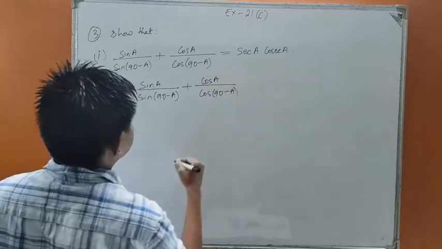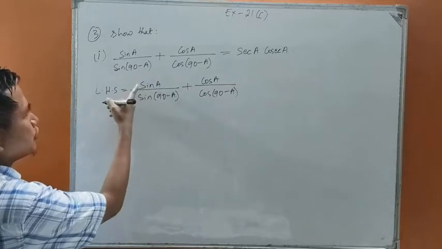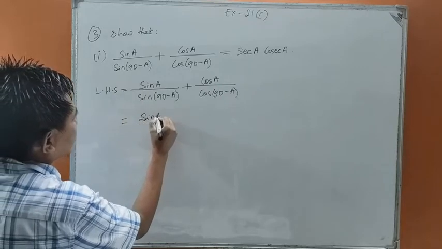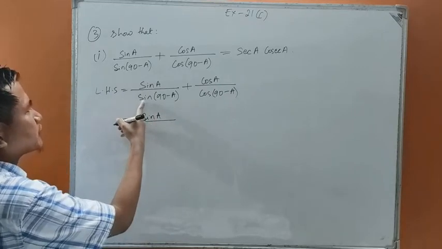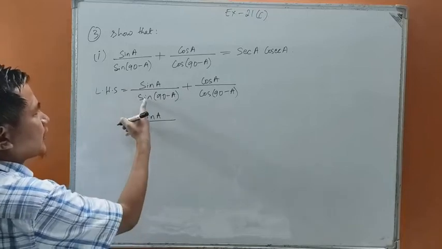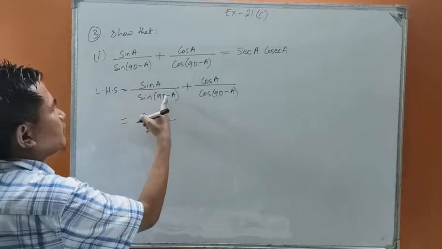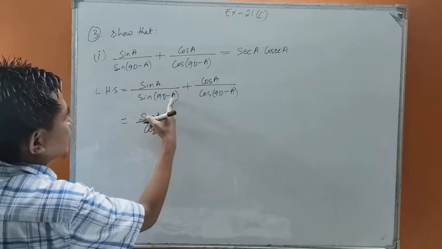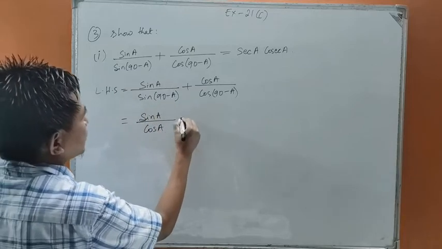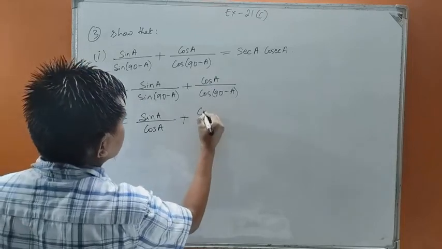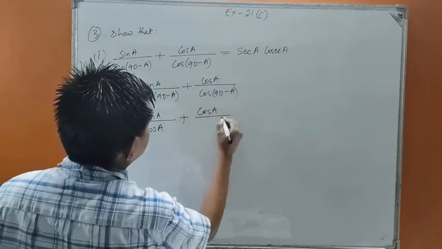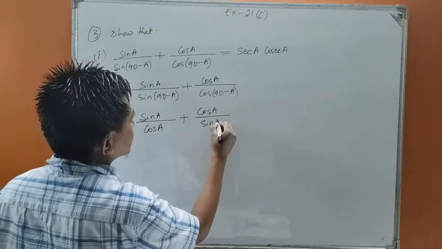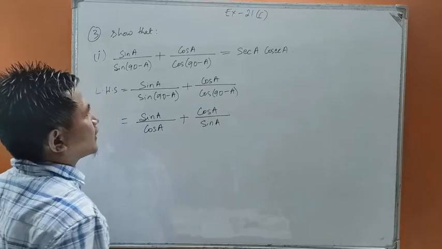This is what we have in the left hand side, isn't it? So we copy the numerator as it is, sin a, and in the denominator we have sin 90 minus a. Sin 90 minus a means sin 90 minus theta. Sin 90 minus theta is cos theta. So cos and theta is a, cos a. So in the numerator we have cos a, and in the denominator we have cos 90 minus a, that is sin a, isn't it? Cos 90 minus a is sin a.